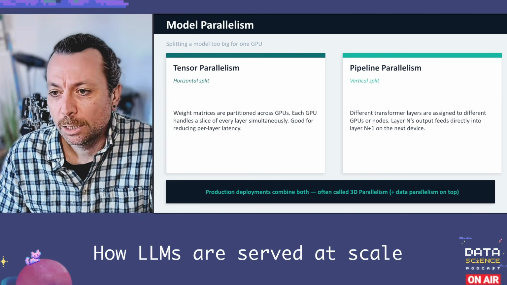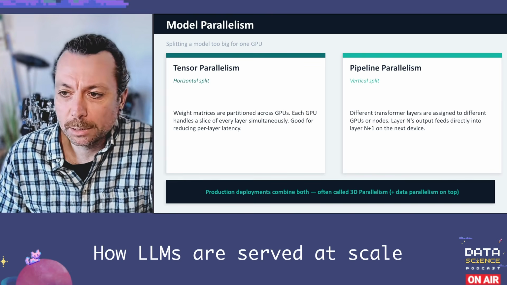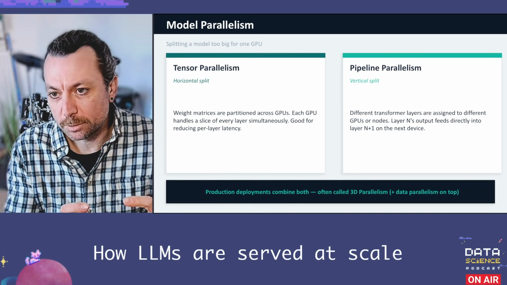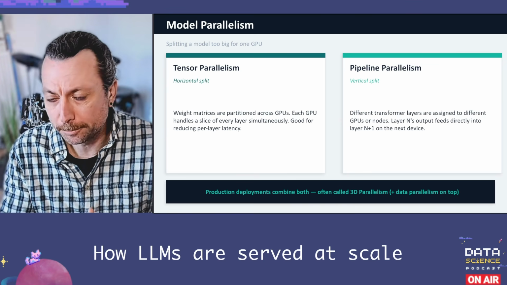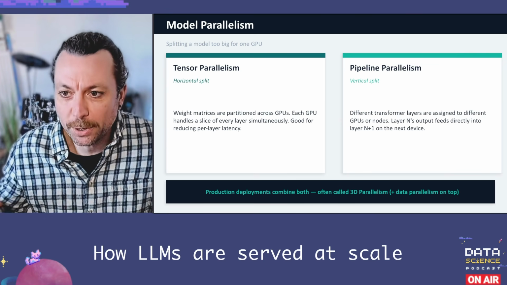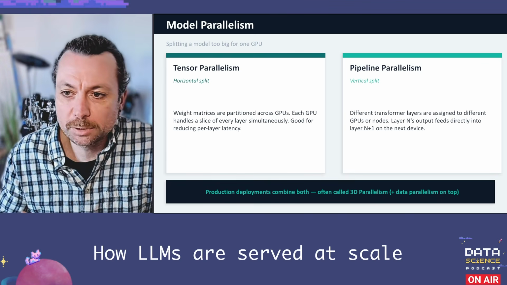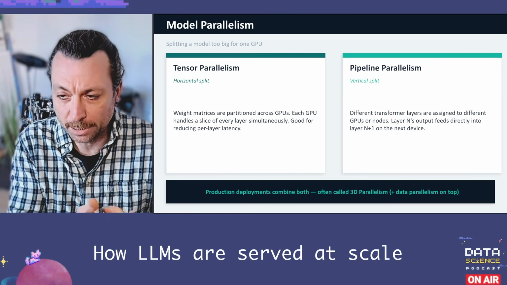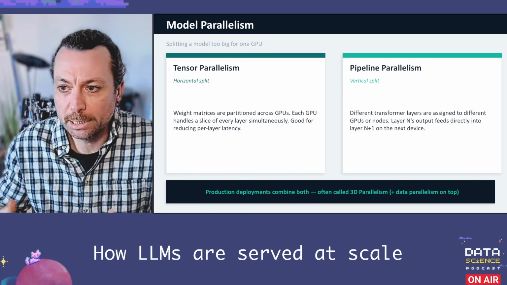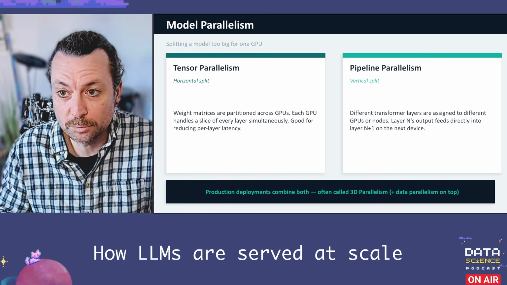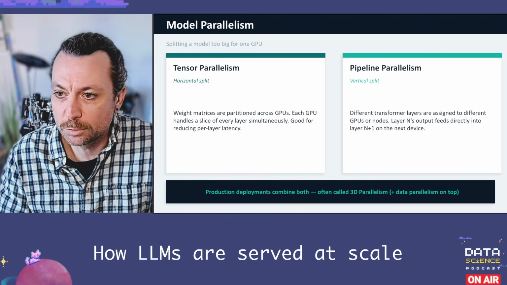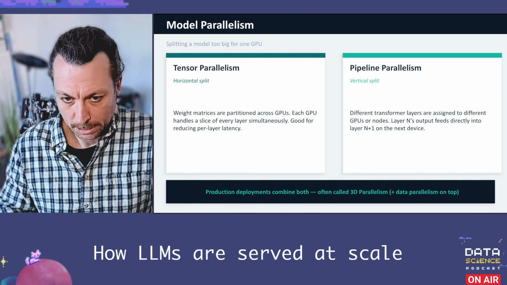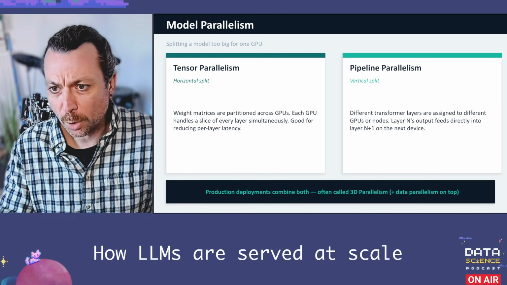So what is that? Well, in tensor parallelism, essentially what you do is take the weight matrices, basically the weights of the model, and literally spread them across a certain number of GPUs, right? Now, each GPU, of course, can handle a slice of every layer at the same time. So this is good because it reduces the per layer latency, simply because you have multiple GPUs, each taking care of a single slice.